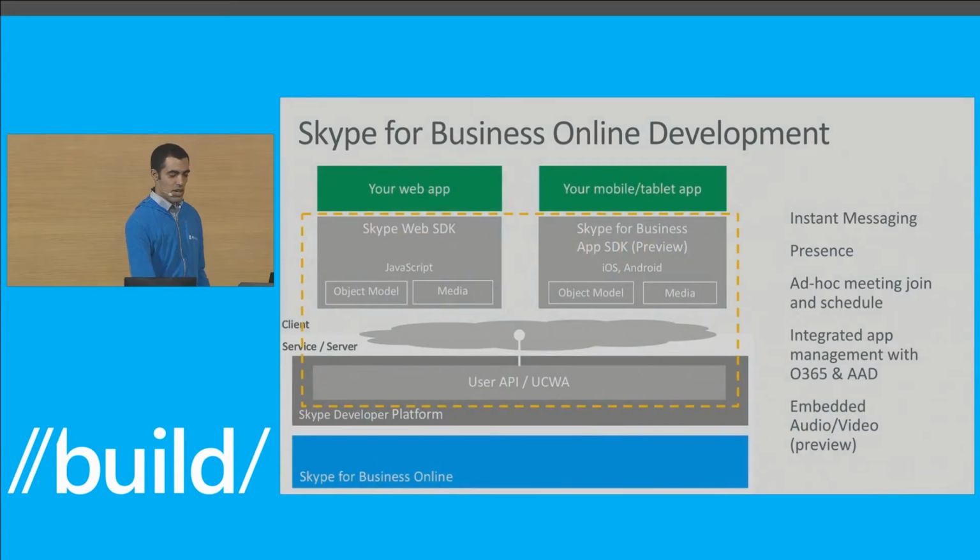Great. So as I was saying, the app SDK sits on top of the UC API you may be familiar with on-prem, and also the new user API that works for Skype for Business Online. So we're using technology we've already proved in our own Skype for Business iOS and Android apps. If you download those apps from the store, we've taken the technology from there, ruggedized it, and produced it into an SDK that you can use in your own applications.